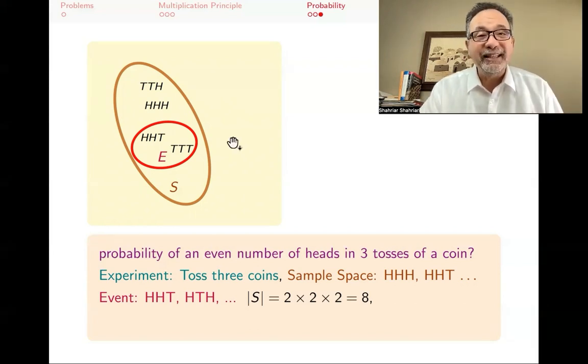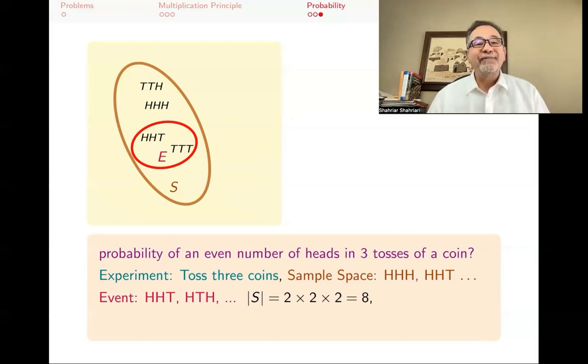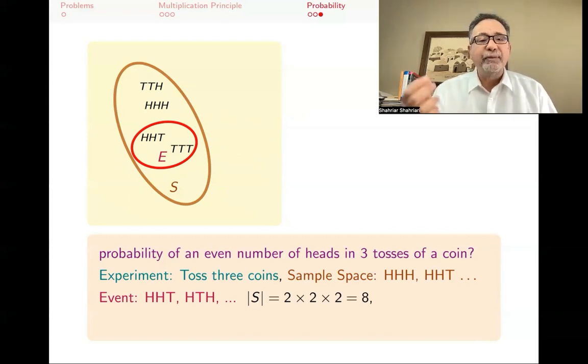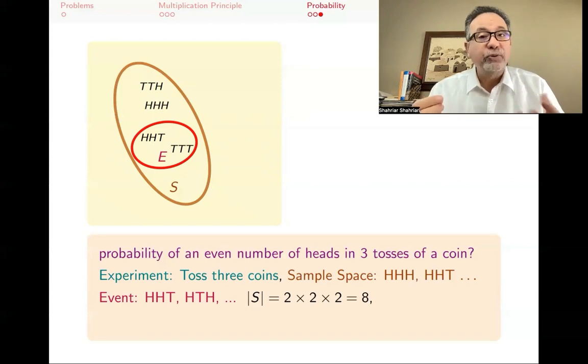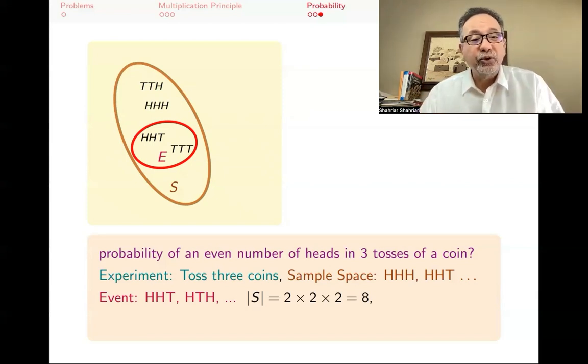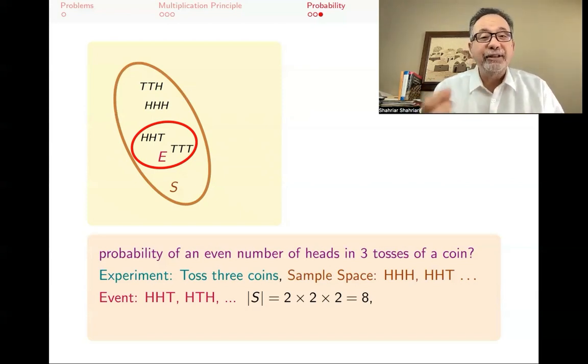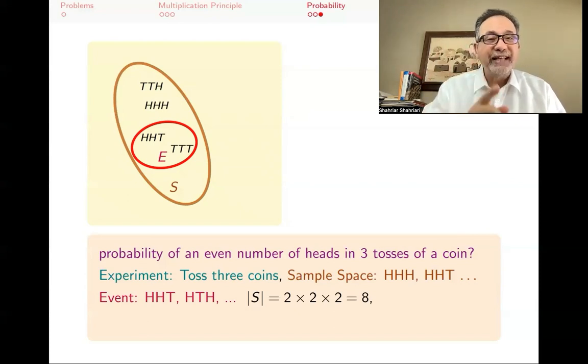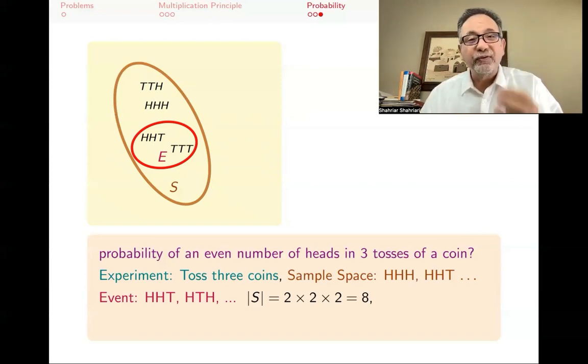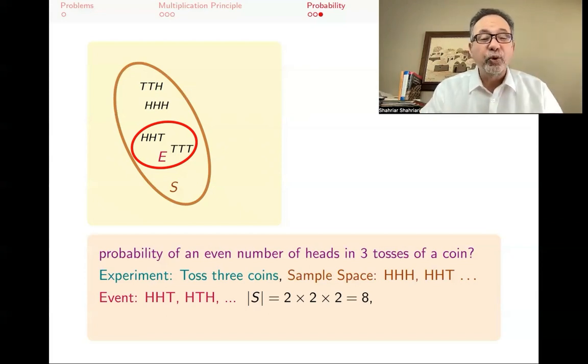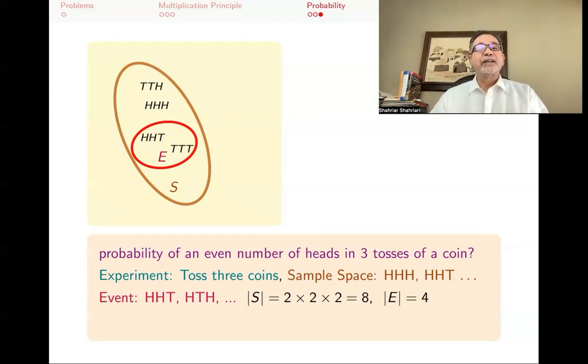And what about the event? The event is how many of these 8 have an even number of heads. One of them is just when you have no heads, 0 heads, TTT. Other than that, you could have 2 heads. But if you have 2 heads, then that means you have just 1 tail. And all you have to decide is which one of the coins is going to give you a tail. And there's 3 possibilities for that. So there's 3 ways to get 2 heads. There's 1 way to get no heads. The size of the event is 4.